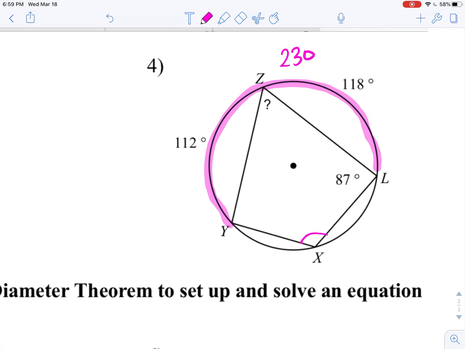So this whole arc is 230. X is half of 230, which is 115. It's got to add to 180 with z, which means that z's got to be 65 degrees. And then, of course, these two have to add to 180, so what's y? It's got to be 93 degrees.